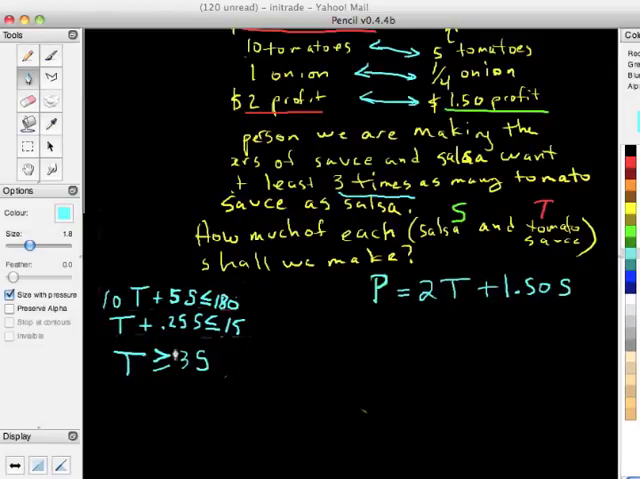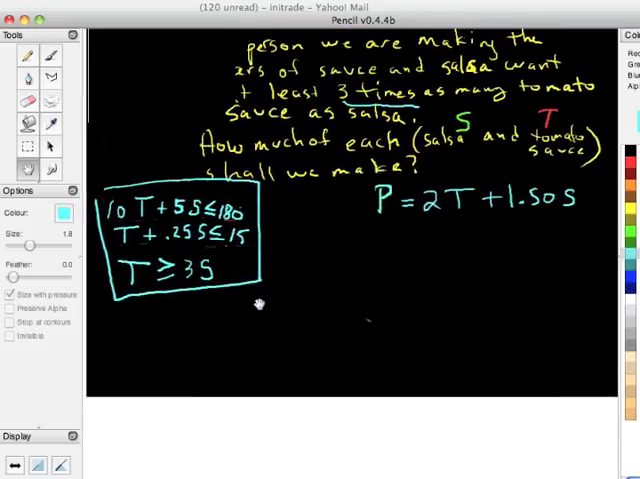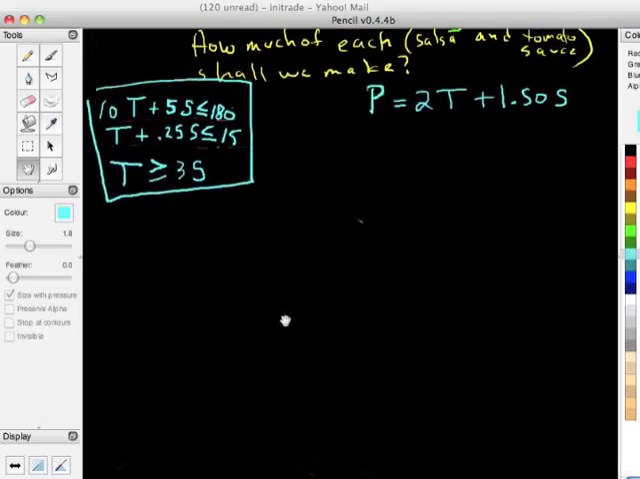So I've taken the constraints and moved them down to this area. If you don't see how I came up with these three constraints right here, go review the last video. And let's go. Let's figure out how to maximize profit. Let's look at this first constraint right here.